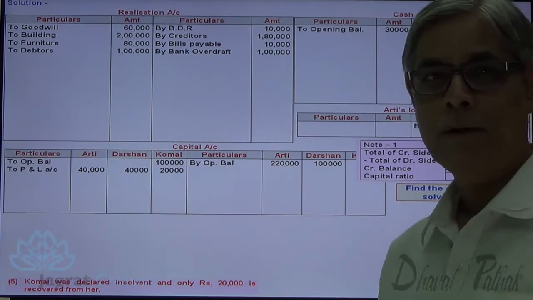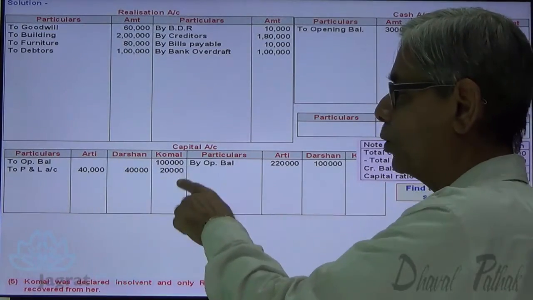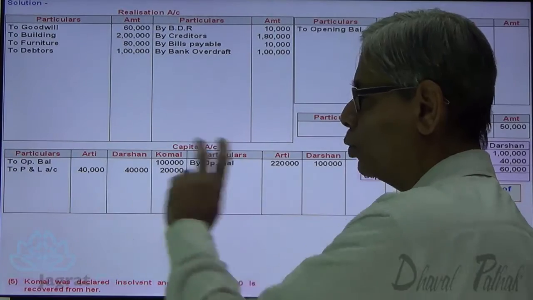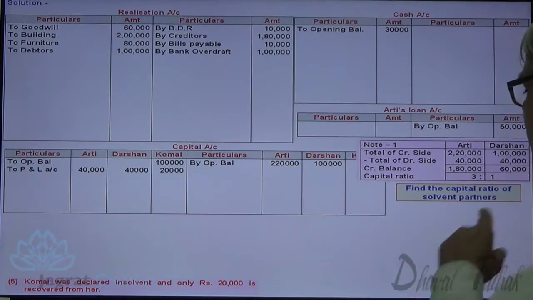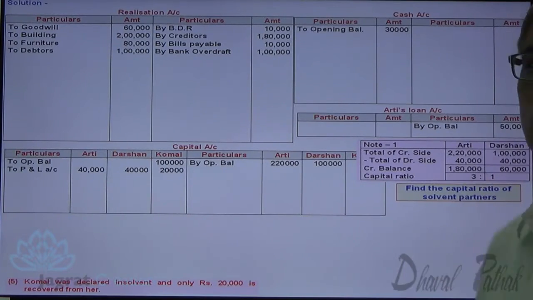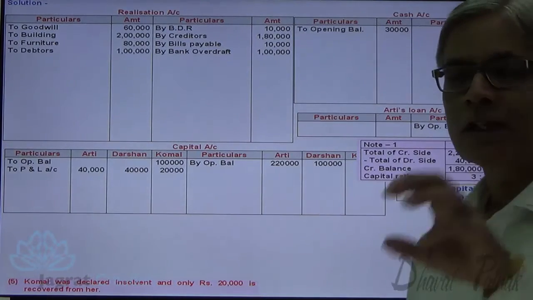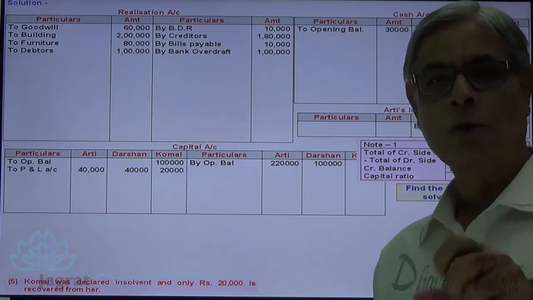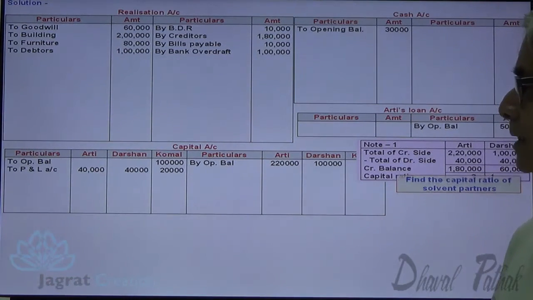Now if you remember, the profit sharing ratio of Aarti, Darshan and Komal is 2:2:1. So the profit sharing ratio was 2:2, but this capital ratio for sharing the deficit is 3:1. That's an important point to be noticed by you. So this is an additional step that one should work out after copying the balance sheet. Now the next step is to realize the assets.